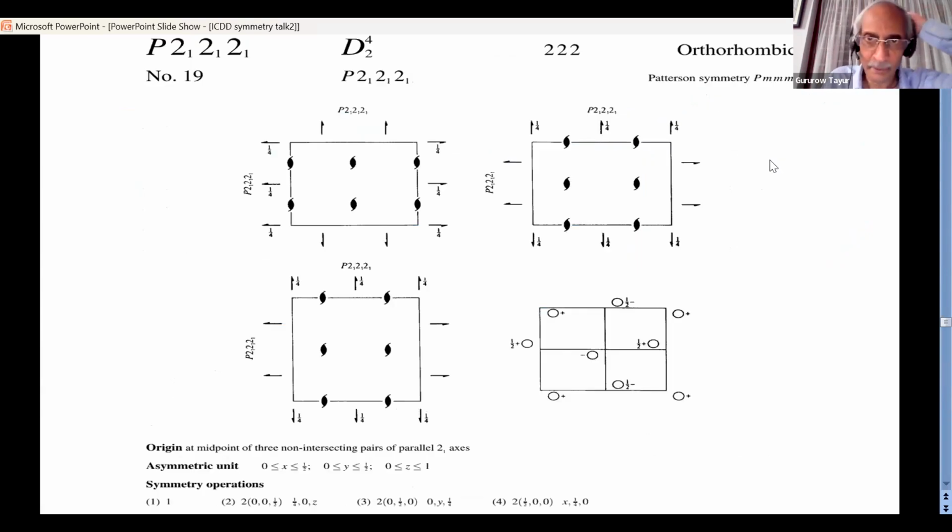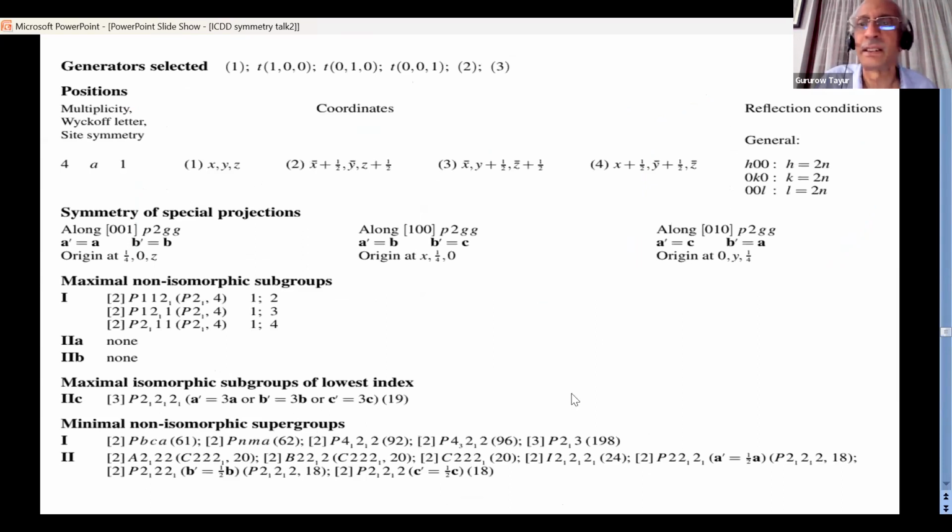So this is an example in P2-1 2-1 2-1, even though it is a non-centrosymmetric space group. We already discussed and showed the equivalent point diagram. And in this case, again, we will have systematic absences occurring due to the presence of the 2-1 screw axes, which are intersecting with each other.